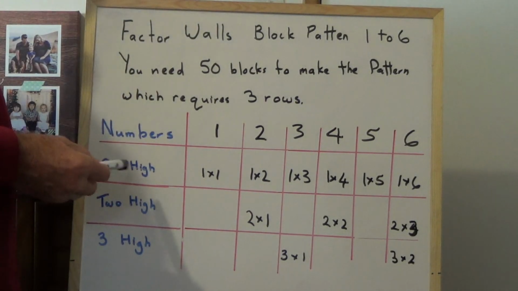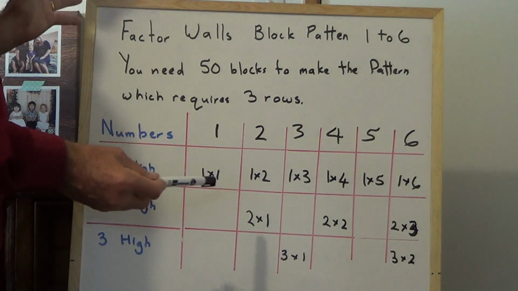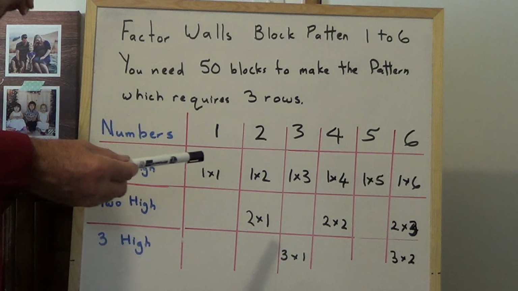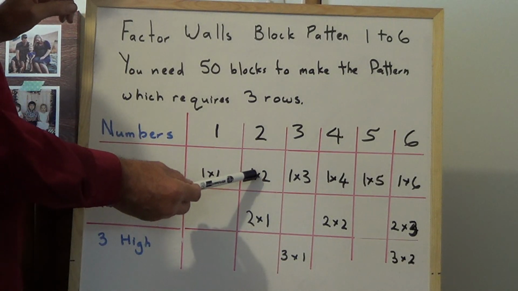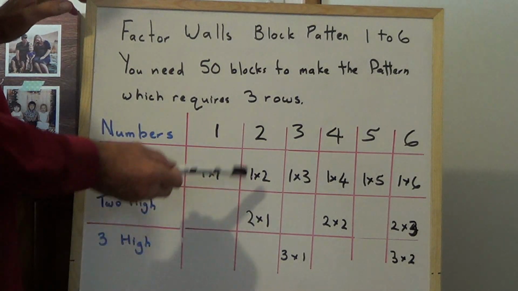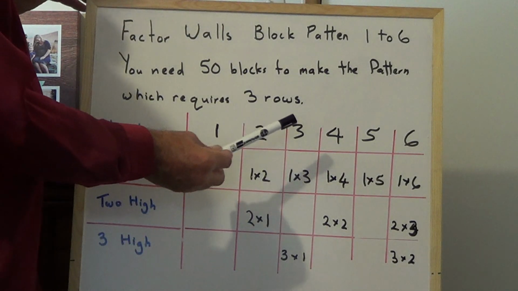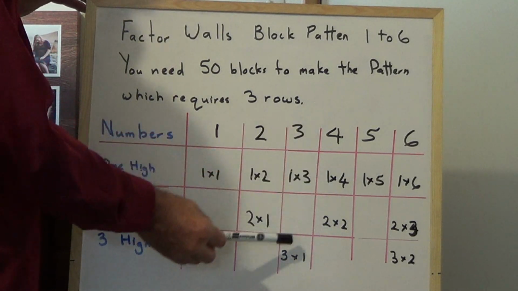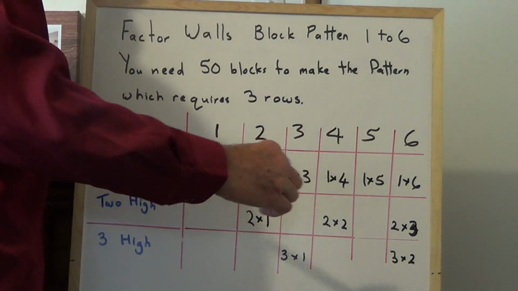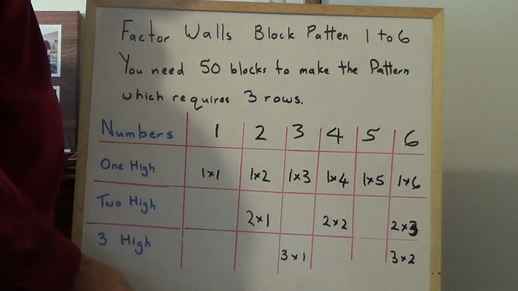So take the number 1, you'll just get a 1 high block. That's it. It's just there. Then you go to 2. Well, you can have 1 block high and 2 blocks long, or 2 blocks high and 1 block long. And it's actually important you do both on this one. You'll see why in a minute. When we take 3, we can have 1 by 3 and 3 by 1. When we get to 4, we can have a block 1 by 4, it's 1 high and 4 long, and 2 by 2, so it's 2 high.